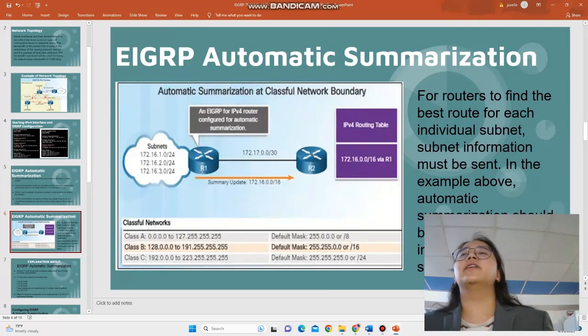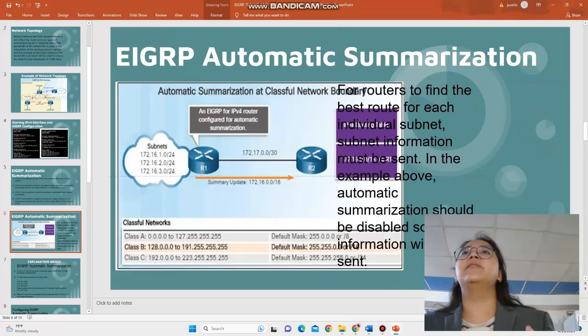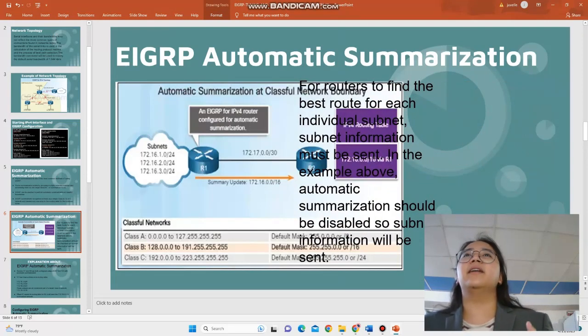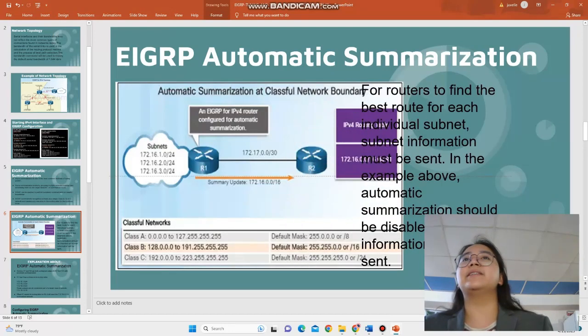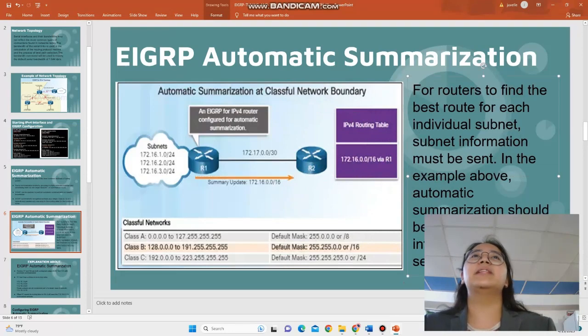So, for routers to find the best route for each individual subnet, information must be sent. In the example above, automatic summarization should be disabled so subnet information will be sent. So, this is the automatic summarization at classful network boundary. This is the classful networks. Default mask, class A, and the IPv4 routing table. This is the IPv4 routing table.